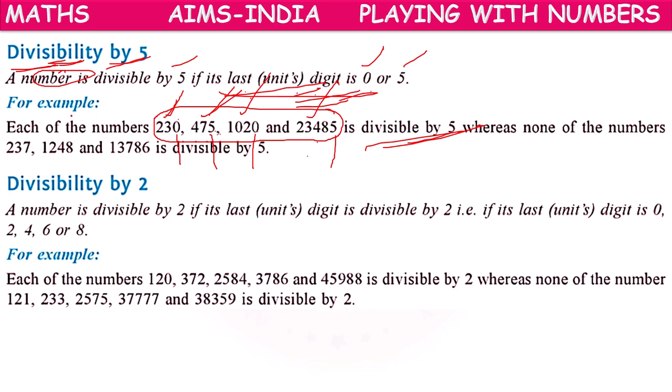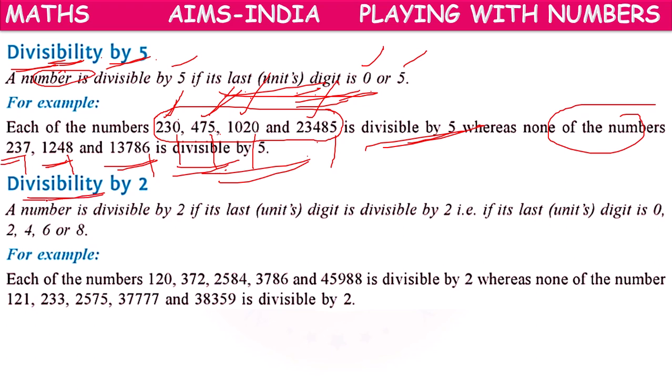Whereas if we see numbers like 237, 1248, 13,786, the last digit is 7, 8, 6. They have neither 0 nor 5, so none of them is divisible by 5. This is the divisibility by 5 rule.